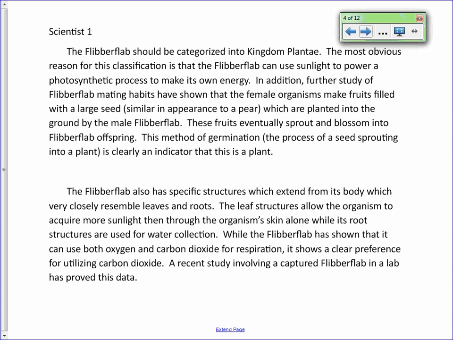All right, let's pause there for a second. First, did anybody circle what they thought was this scientist's hypothesis? What do you think? Excellent. So Scientist 1 is saying that it's a plant. We have 2 scientists arguing whether it's a plant or an animal. This one clearly says it should be a plant. Did anybody have a piece of evidence that they picked up?